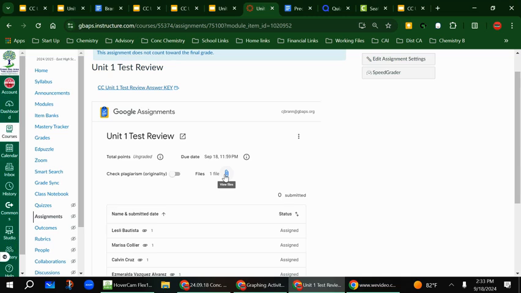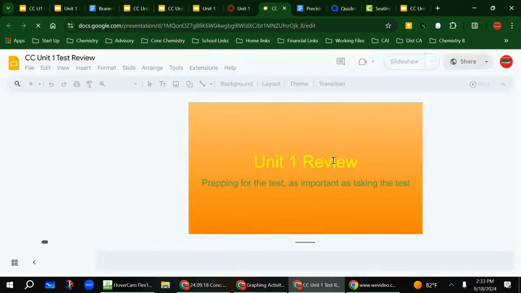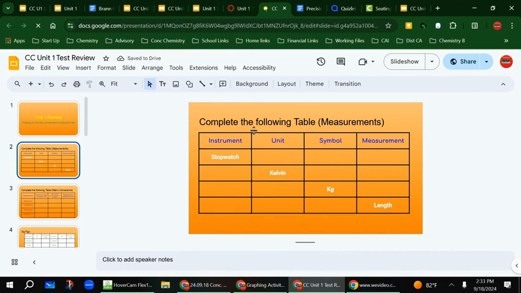So when you open it up, it looks like this. Complete the following table. If I gave you an instrument of a stopwatch, what unit would it be measured in? What symbol? By the way, the symbol is just the shorthand way of writing the unit. So, for example, what's the unit for a stopwatch? What's one of them? Time. But what's the unit? Seconds. Minutes. Seconds. Hours. So for seconds, we could put S for the symbol, or SEC. Then the measurement would be time. So this is here for you. You can take a look at it.